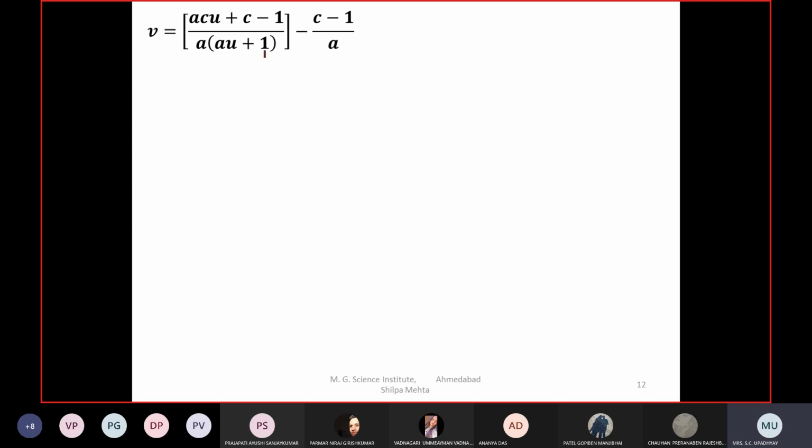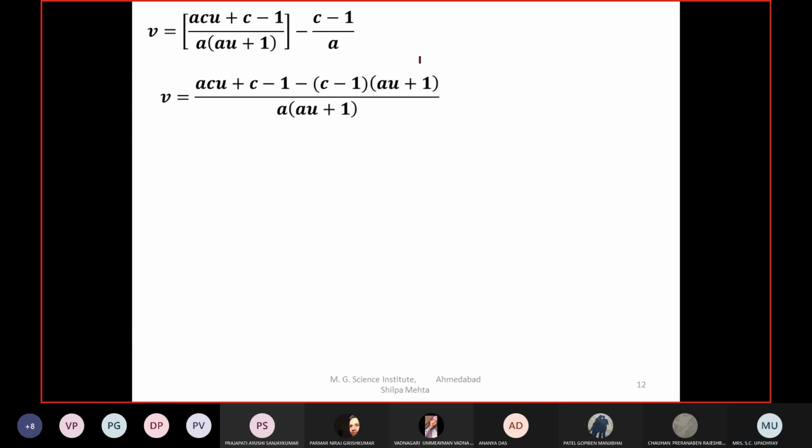ખાલી શું કરવાનું છે? AU પ્લસ 1 ને C માઇનસ 1 વડે મલ્ટીપ્લાય કરીએ તો નેક્સ્ટ ટર્મ ઇઝ લાઈક ધીસ: ACU પ્લસ C માઇનસ 1 માઇનસ C minus 1 into AU plus 1 and divide by A upon AU plus 1. આવ્યું આવું? Yes, yes, ma'am. હવે આ ટર્મને એક્સપાન્ડ કરવાનું છે. આ ટર્મને એક્સપાન્ડ કરી અને સિમ્પ્લિફાય કરો.